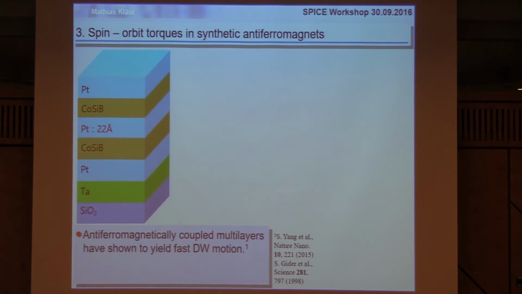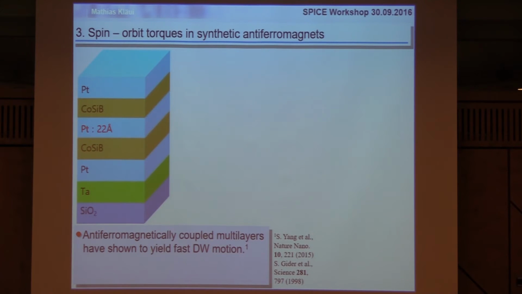So what we're going to do is look at synthetic antiferromagnets. This is a collaboration with some groups in Korea based on some of the pioneering work of Stuart's group, where they've shown that in such a synthetic antiferromagnet, you can obtain very fast domain wall motion. So they showed if you have a multilayer of, in their case, it's not cobalt silicon boron, but in our case it's cobalt silicon boron, and you couple them parallel or anti-parallel, as the coupling strength changes, then the velocity of the domain walls can change.